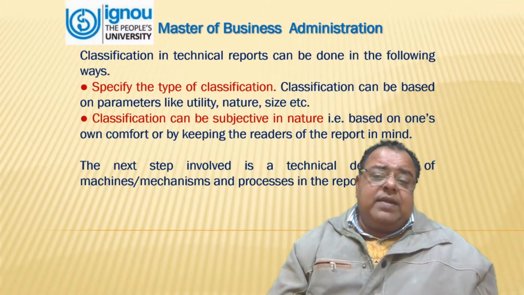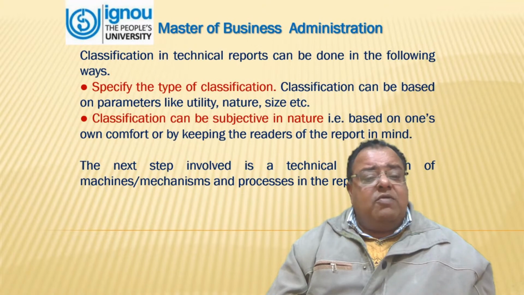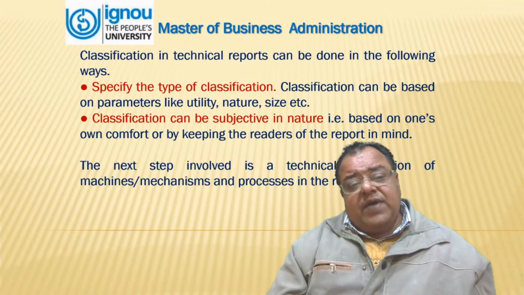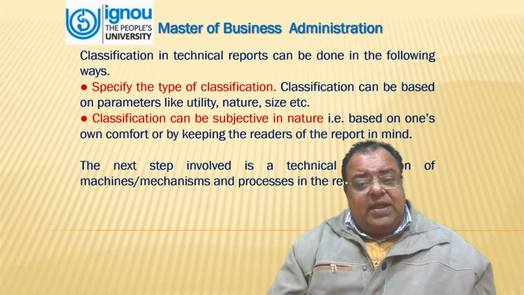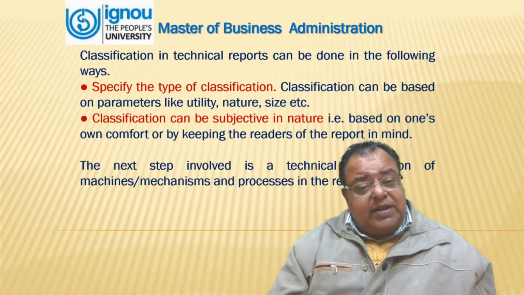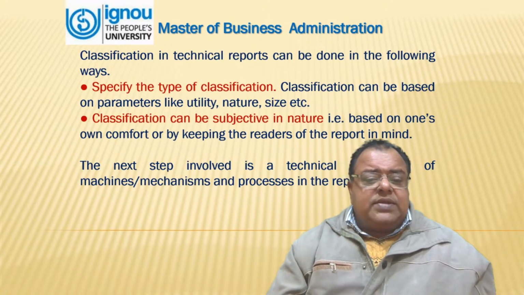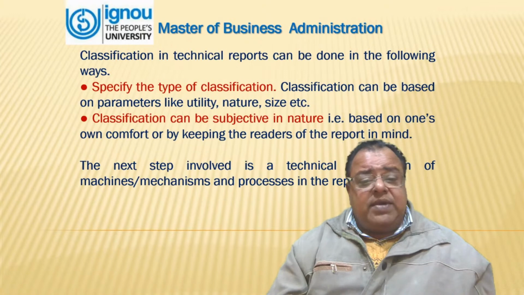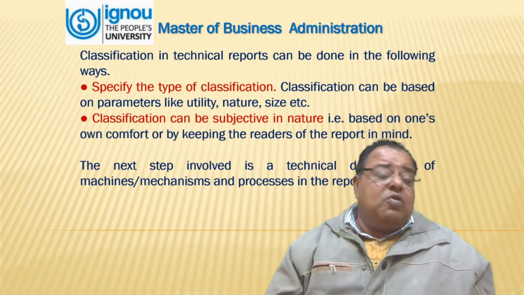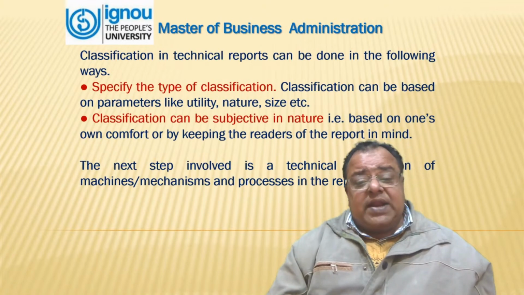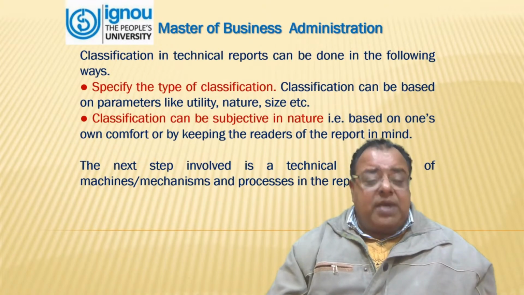Classification in technical reports can be done in the following ways. Specify the type of classification. The classification can be based on parameters like utility, nature, size, etc. Second one is classification can be subjective in nature. That is, it is based on one's own comfort or by keeping the readers of the report in mind.